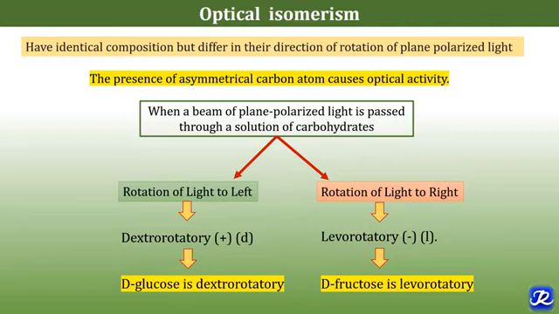Natural sugars are usually optically active, but synthetic carbohydrates are racemic, which means they are optically inactive. What does it mean by racemic mixture? When equal amounts of dextrorotatory and levorotatory isomers are present, the resulting mixture has no optical activity, and such a mixture is called a racemic mixture.